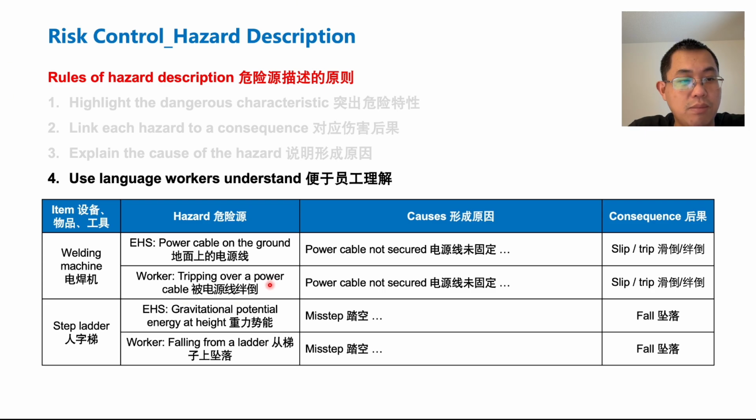Let's take another example. Someone's walking on a step ladder. So what's the hazard when someone's walking on a ladder? It's gravitation, right? But most people wouldn't describe it that way, and I don't think some workers would understand that. So we should describe it like falling from a ladder. Again, this sounds more like a consequence, but people immediately understand what the danger is.